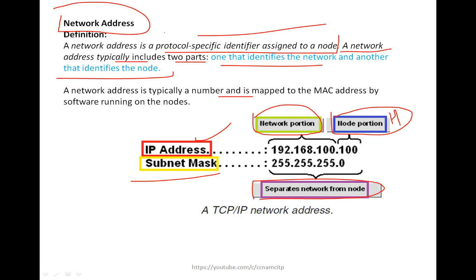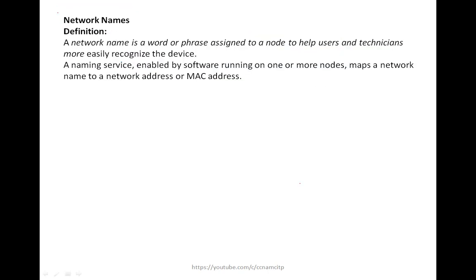So I told you about network address. Now we will move to network name. What do you mean by network name? So guys, network name is a word or phrase assigned to a node to help users and technicians more easily recognize the device. So it is a name. Nothing but it is a simple name.